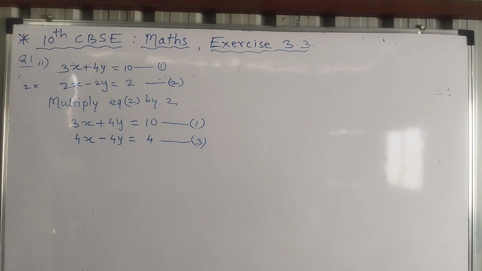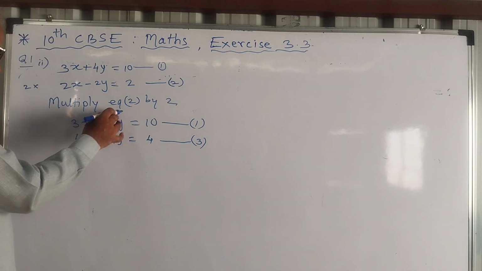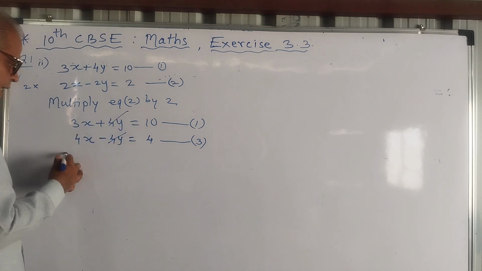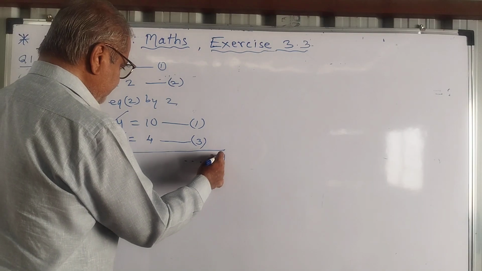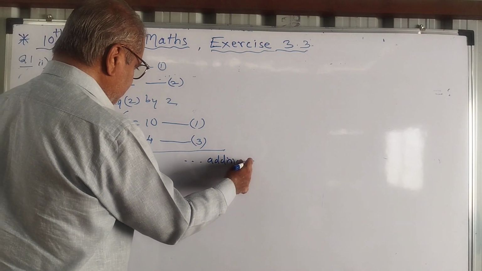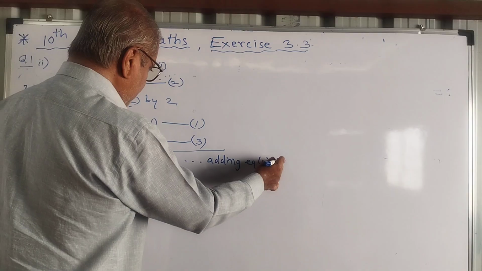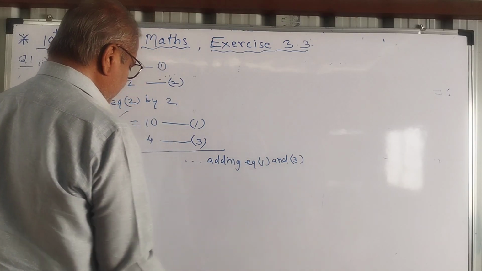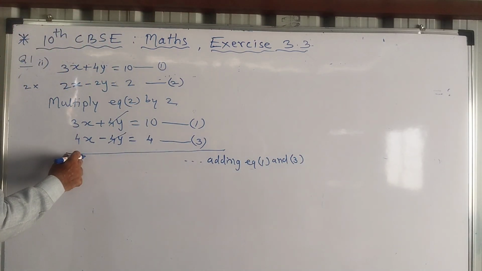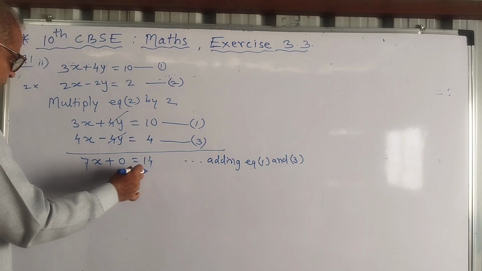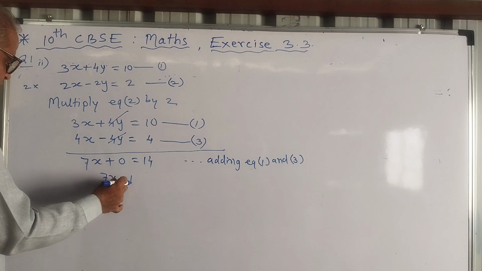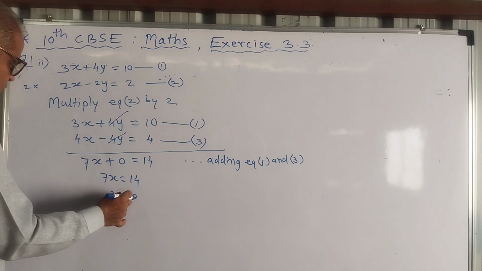Now look at the coefficient of y. In both the equations it is 4. So 4y plus 4y minus, we can directly cut it, we can directly eliminate it. So you are not changing the sign, that means adding equation 1 and equation 3. So 3x plus 4x is 7x plus 0 is equals to 14. So 7x is equals to 14. So x is equals to 2.